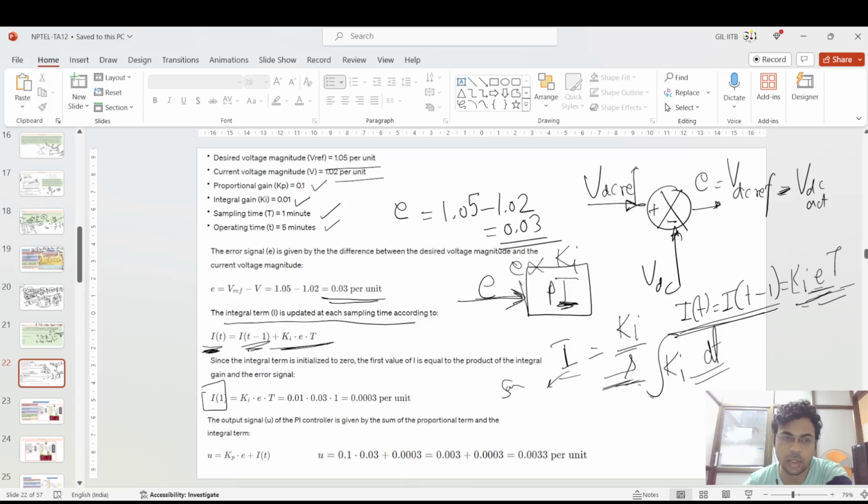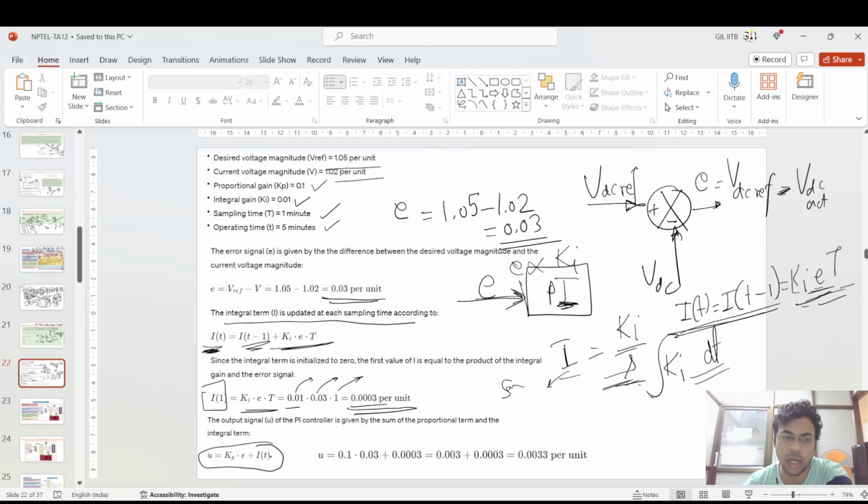So what is happening is that the previous I was 0, so I1 is KI times E times T. KI is 0.01, the error is 0.03, and T is the sampling time of 1 minute. If you multiply, you will get 0.0003 per unit.